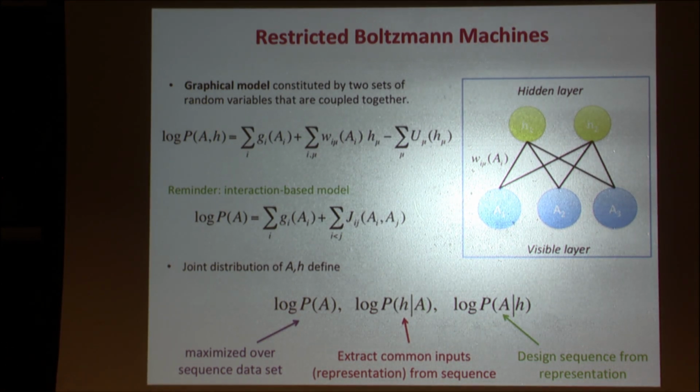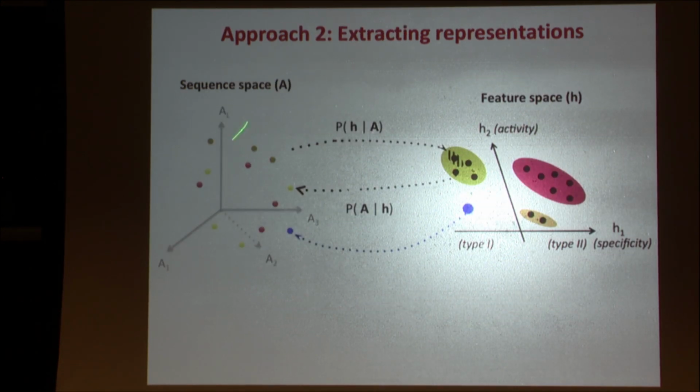But this formulation is more powerful because it also defines the conditional distribution of H given A. Remember the mapping I had between the sequence space and the feature space. P of H given A is doing this mapping. It tells you, given a sequence, where you should be in the feature space, this hidden representation. P of A given H tells you what kind of sequences correspond to a spot in this representation space. And P of A is just the marginal distribution.